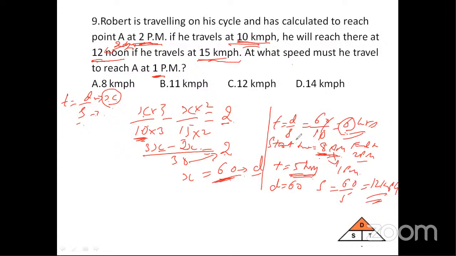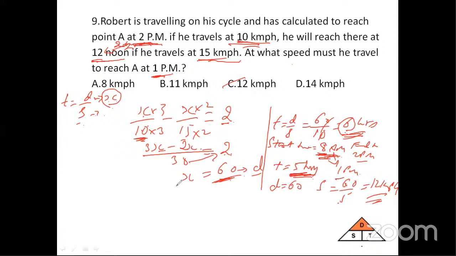Now we have to find out how much time he took to reach by 2 p.m. It means he started by 8 a.m., because he took 6 hours. Now the question is, he has to reach by 1 p.m. So if he starts at 8 a.m. to reach by 1 p.m., he needs to travel for 5 hours. So 5 is the time. So 60 by 5 is 12 kilometers per hour. Option C is the right answer.